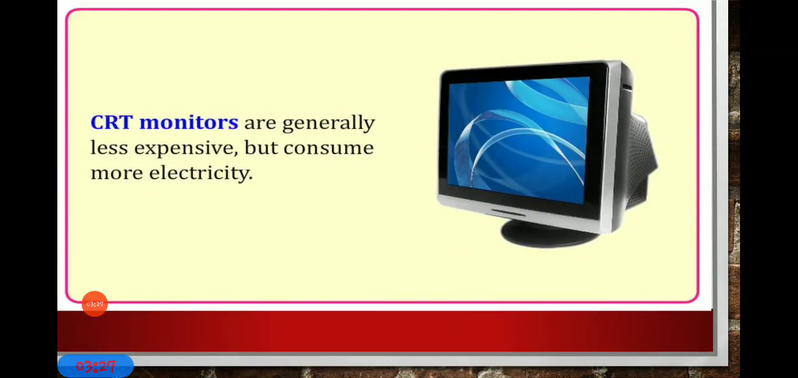The first one is the CRT monitor. You can see on the screen how CRT monitors look. It is not flat. CRT monitors are generally less expensive, but they consume more electricity. Means you can buy it for less money, it is not so costly, but whenever you work on a CRT monitor, it consumes more electricity.